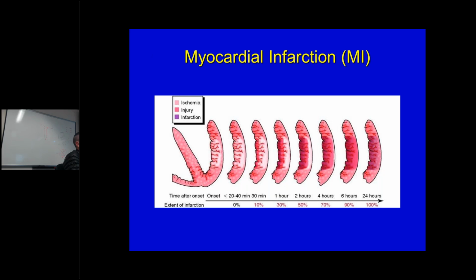So this just gives you kind of a timeline, or I guess percentage, for ischemia, injury, and infarct as you're going through. However long that lack of blood supply is lasting, you're killing more cells, right?